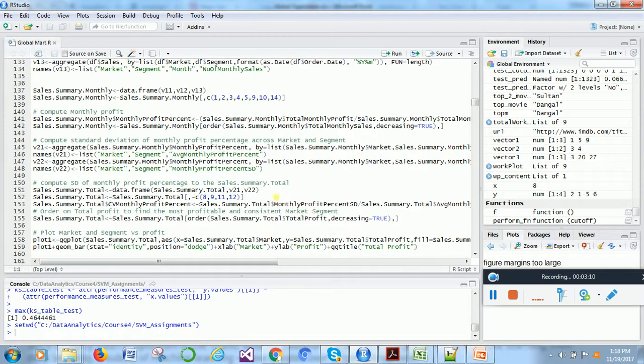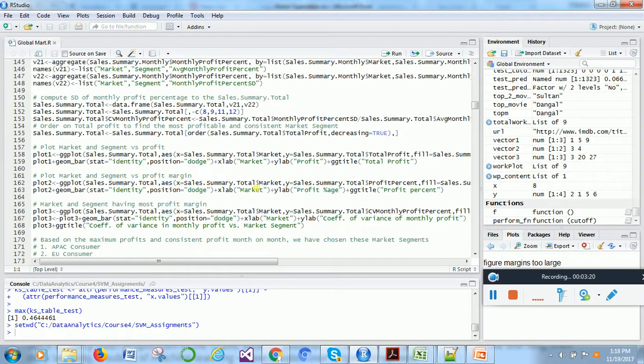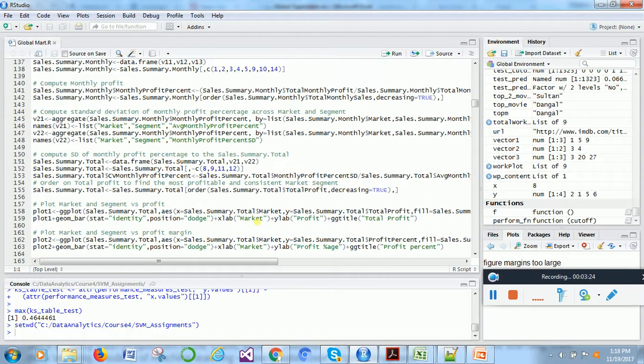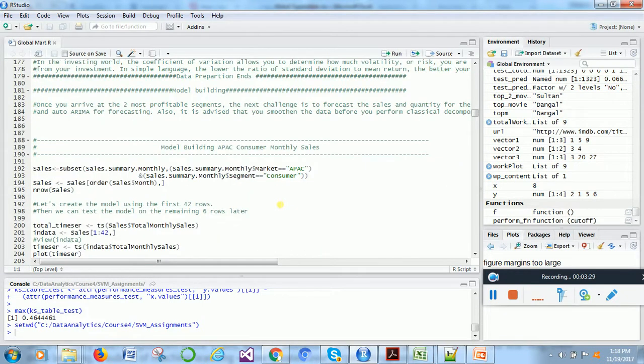By doing this analysis, we found that two segments, APAC consumer and EU consumer, are the two most profitable segments, and they also have a consistent standard deviation with respect to the profit percentage. So let's go about creating the model here.